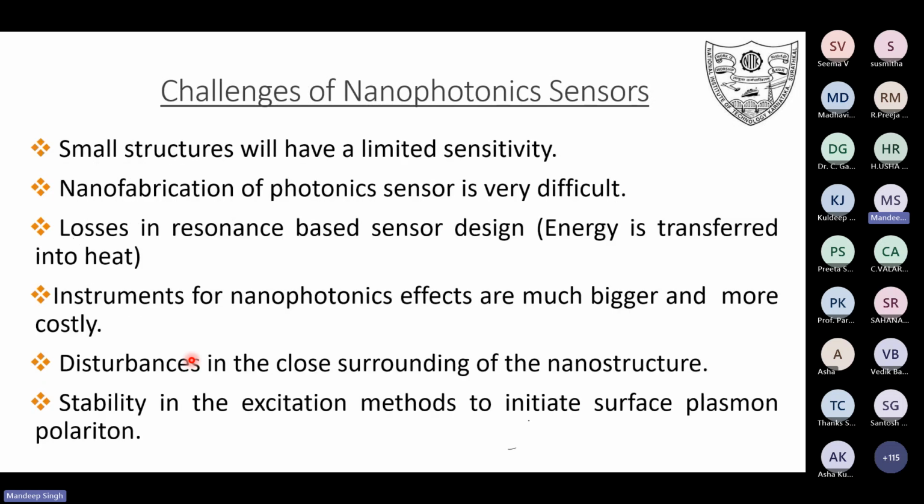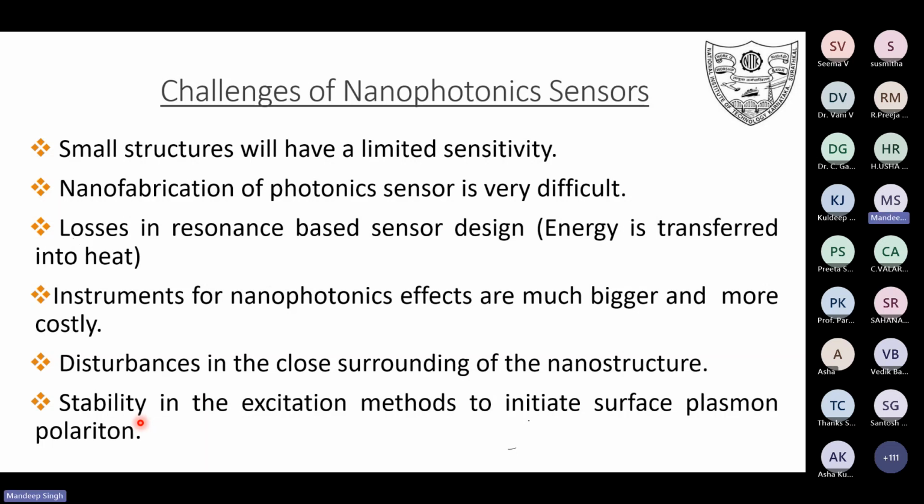Okay, and now let's see what the challenges are in the design of the nanophotonic sensor. Because of small structures, they have limited sensitivity. Nanofabrication is very difficult, and losses in these resonance-based sensors are tough to handle, because here energy is transferred into heat if you're using cavities. Sometimes the instruments for these nanophotonic effects are much bigger and costlier. Sometimes disturbance in the surroundings can also affect the performance of this sensor. And the last point is stability.